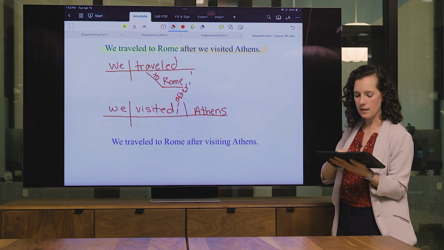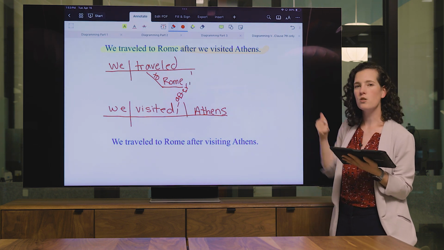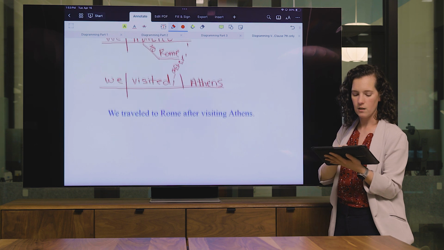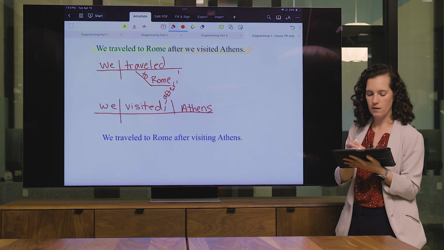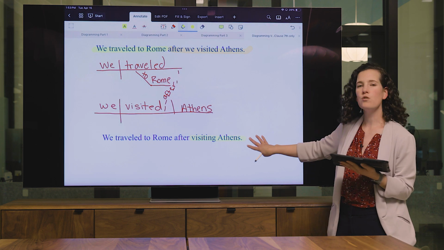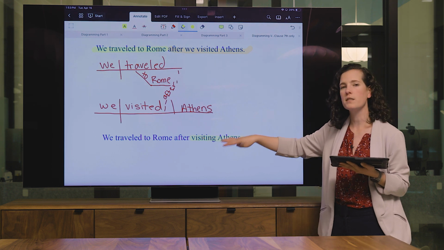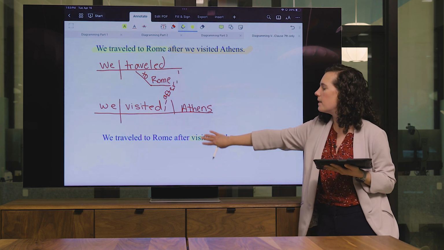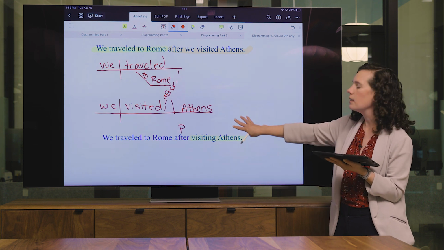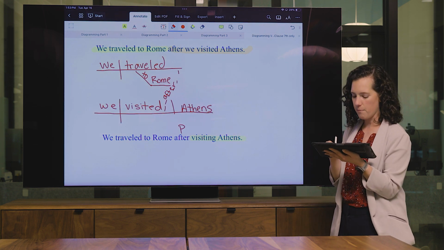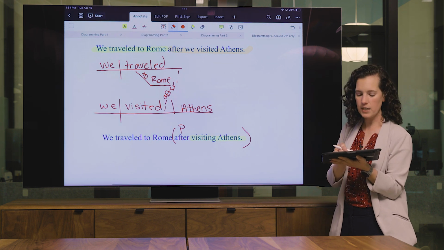If you take a look at this sentence, it looks very similar to this one here, but it does not have two complete clauses. We traveled to Rome after visiting Athens. Visiting Athens is not a clause because there's no subject and verb. There's no subject telling us we visited. It doesn't say who's visiting in this part. That's because after here is not a subordinating conjunction, it's a preposition, and we have the prepositional phrase after visiting Athens. So let's diagram this briefly.